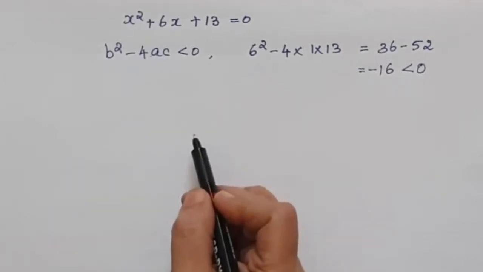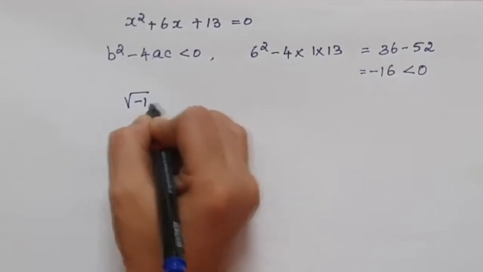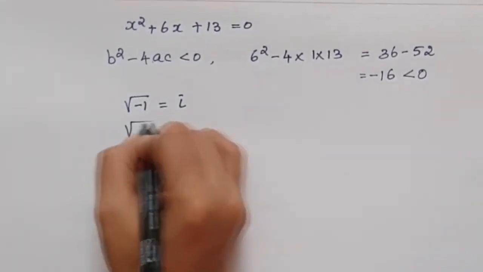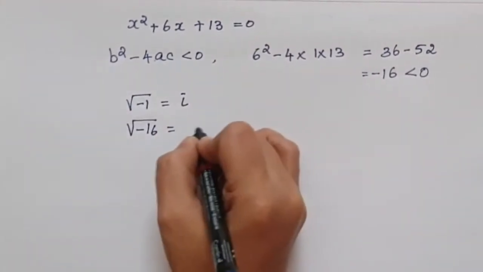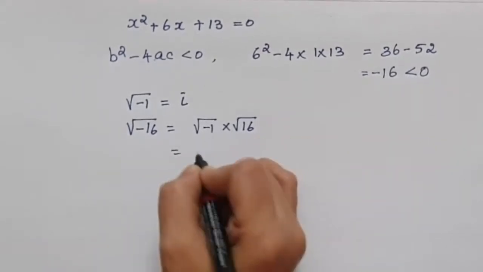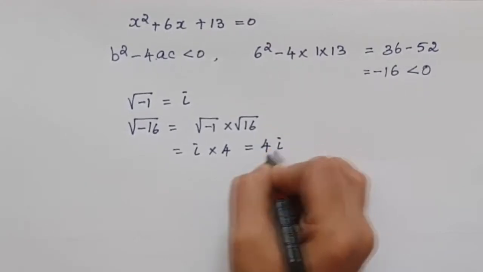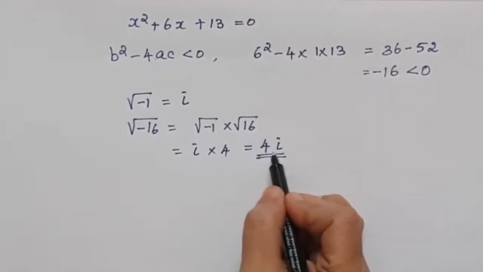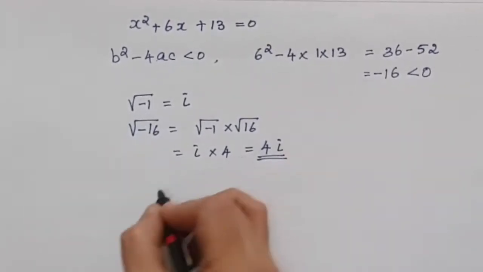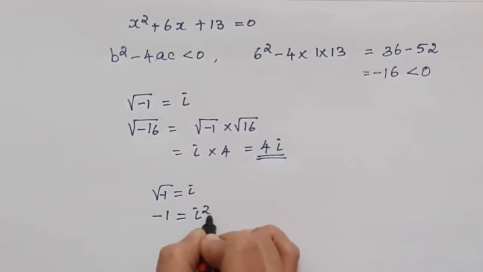So we are unable to find the roots as we get the square root of a negative number. So we extend the concept of numbers to imaginary numbers, where we take the square root of minus 1 to be equal to i. In this case, the square root of minus 16 will be written as square root of minus 1 into square root of 16. The square root of minus 1 is i and the square root of 16 is 4. So we write our answer as 4i. And this leads to the concept of complex numbers. So the square root of minus 1 is i. When we square both sides, minus 1 will be equal to i squared.